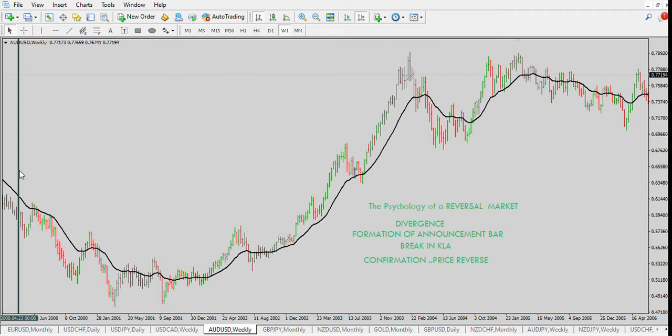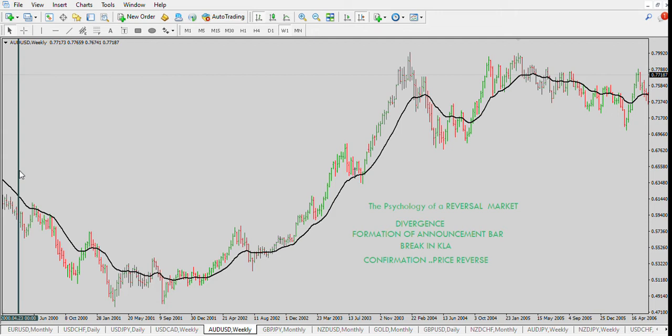Now, the second thing you have to know is this: there will always be a formation of an announcement bar. If you watched the last video on the psychology of a trend market, you understand what I mean. There is always an announcement bar that comes before the deep retracement or the deep reversal. Like I said, the announcement bar acts like John the Baptist, the forerunner of Jesus Christ. He came to announce the coming of Christ to us. After the formation of the John the Baptist bar, or it can also be an order block bar, you see a deep retracement that will turn into a reversal.